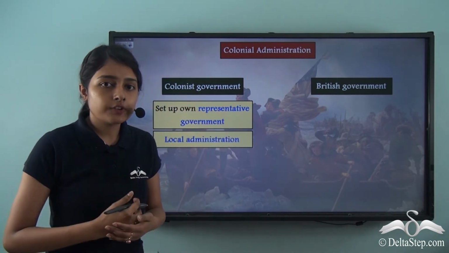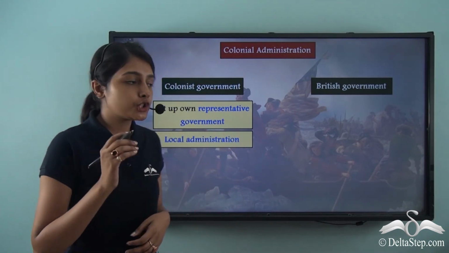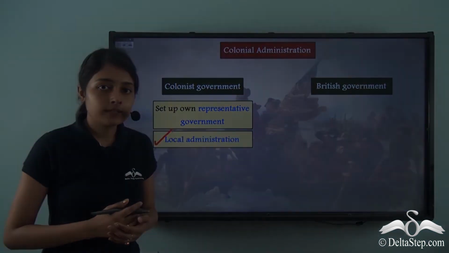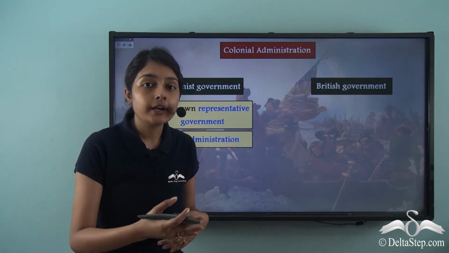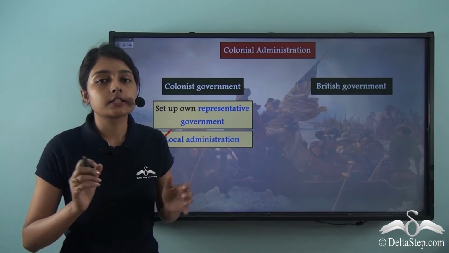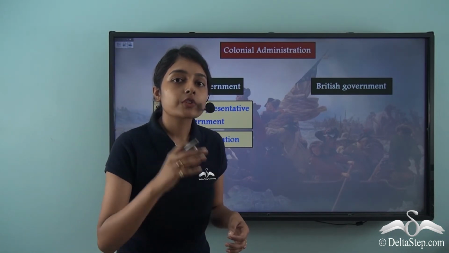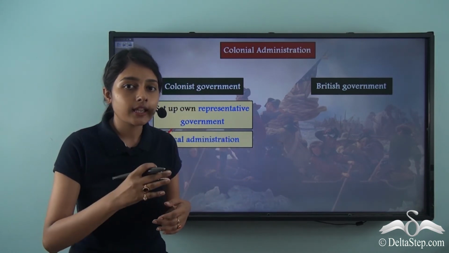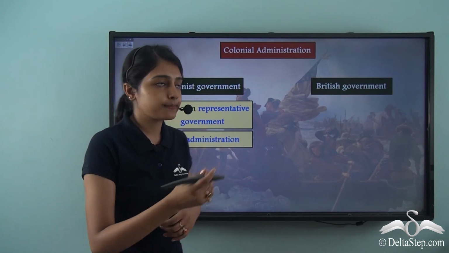These colonial governments, or these representative colonial governments, were in charge of local administration. What does that mean? That means that these governments could exercise their power in administering any trade that was done among the 13 colonies. Whatever power they had was restricted to these 13 colonies. That is to say, their power did not exist beyond these 13 colonies.